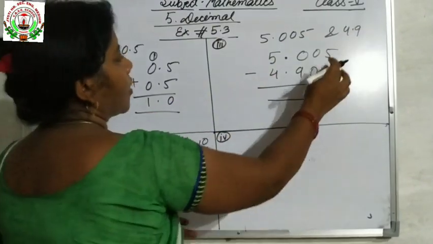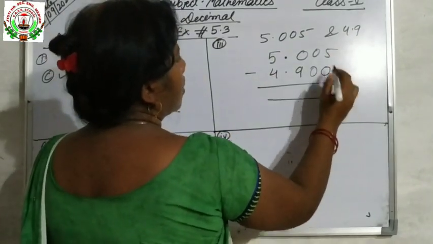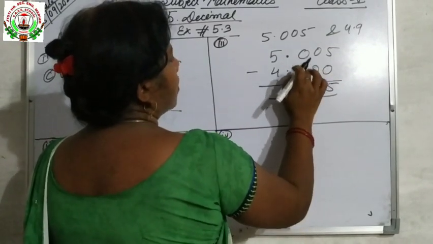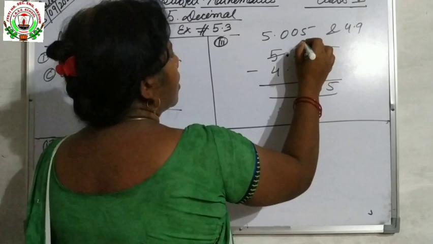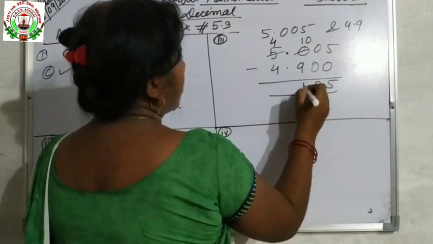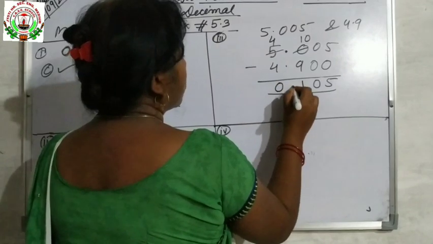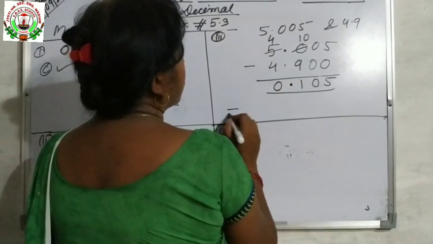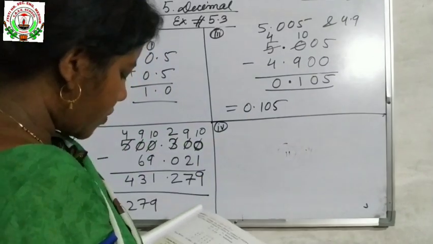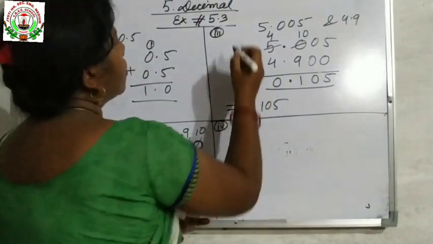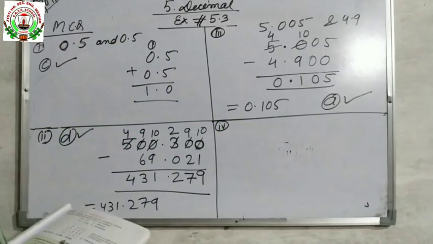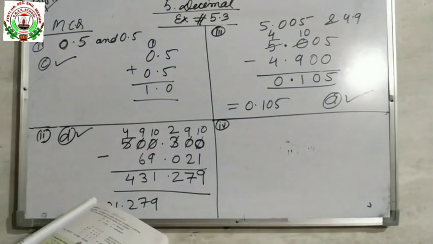Then you will subtract. 5 minus 0 is 5. Now 0 minus 0 is 0. Here 9, we can't subtract 9 from 0, so we will borrow. It becomes 10, it becomes 4. Now 10 minus 9 is 1 and 4 minus 4 is 0. And we will put the decimal. So our correct answer is 0.105, which is your option number A. So you will put a tick mark in A. Understood? Now the next question is question number 4.